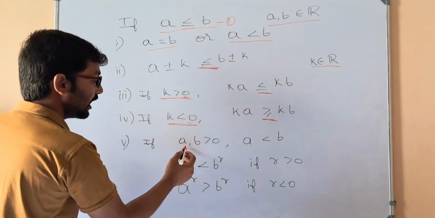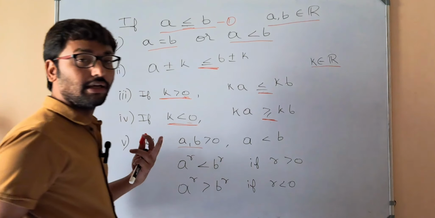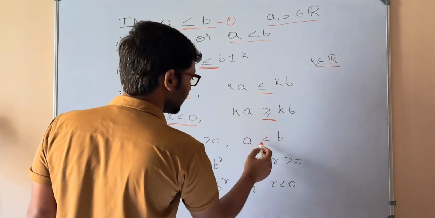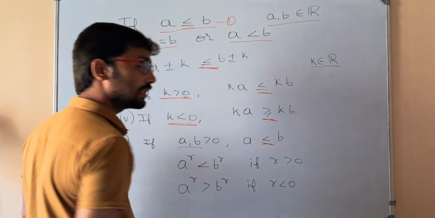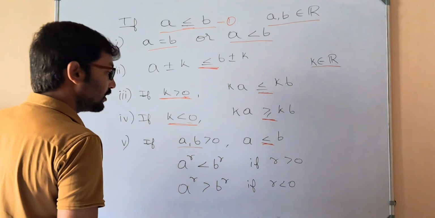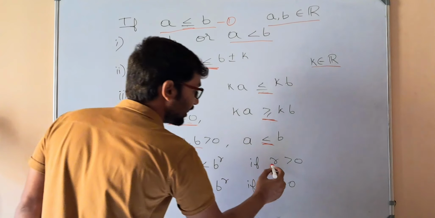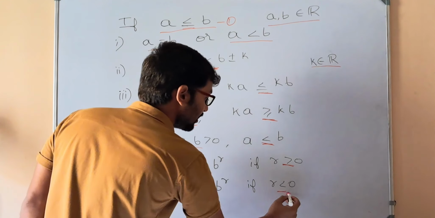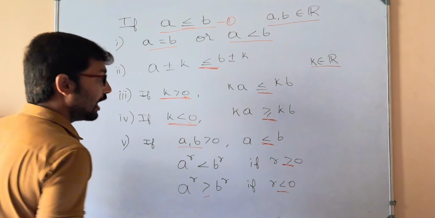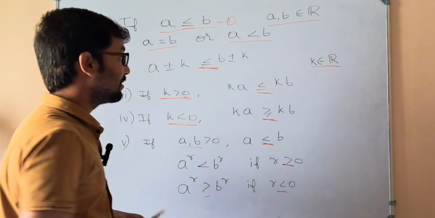Now this is a new one. If A, B are both greater than 0 and A is less than B, then A to the power r will be less than B to the power r. The inequality remains the same if r is greater than 0, the power which we are applying. If the power is less than 0, the inequality changes, and A to the power r becomes greater than B to the power r. So these are the basic properties of inequalities to be remembered.